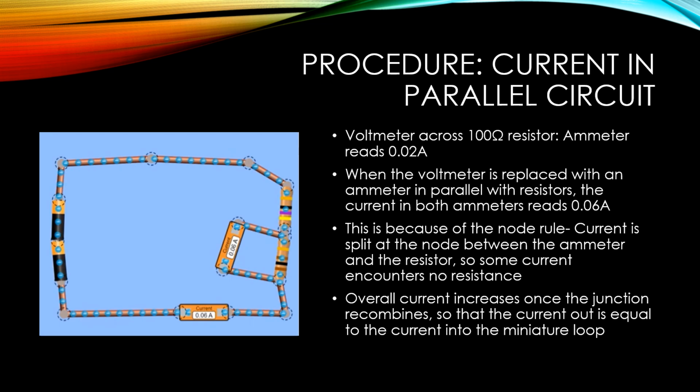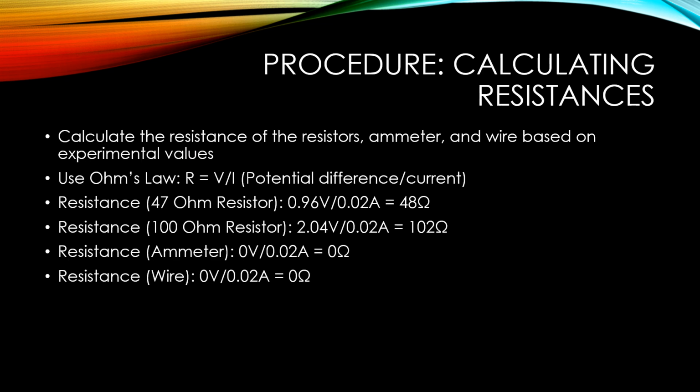In calculating the resistances, I calculated the resistance of the resistors, ammeter, and wire based on the experimental values using Ohm's law, rearranging to R equals V divided by I. The resistance of the 47 ohm resistor was 0.96 volts over 0.02 amps, which equals 48 ohms. The resistance of the 100 ohm resistor is 2.04 volts divided by 0.02 amps, or 102 ohms. The resistance of the ammeter was 0, and the resistance of the wire was also 0.